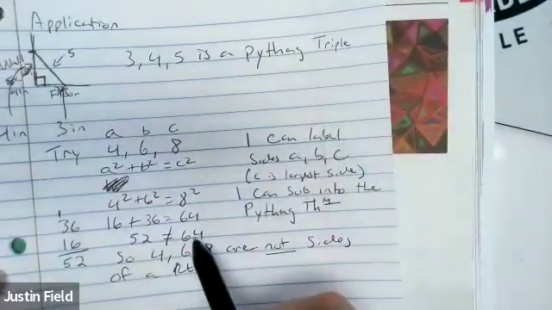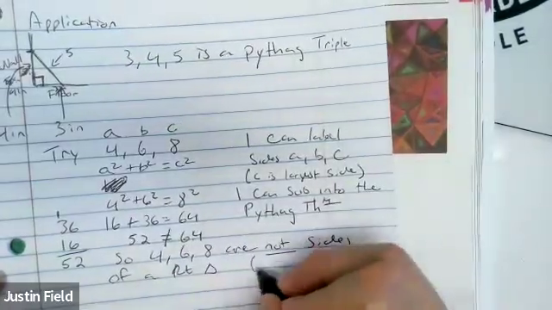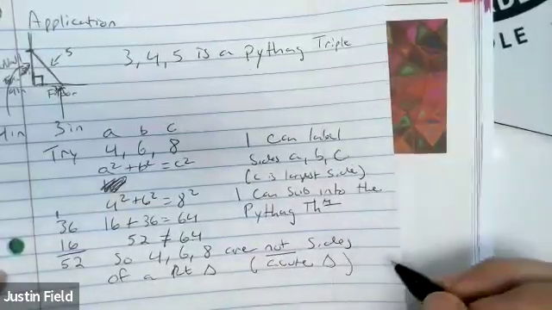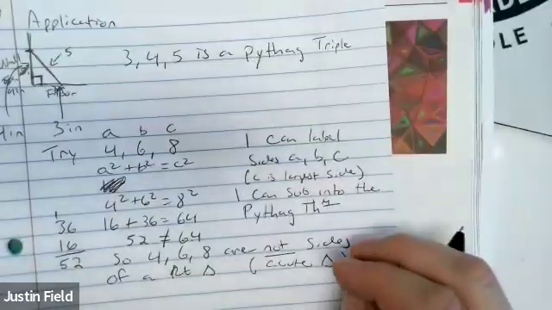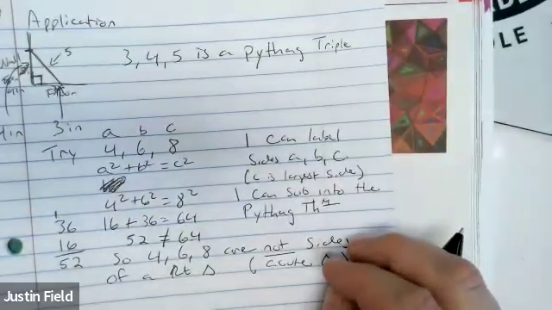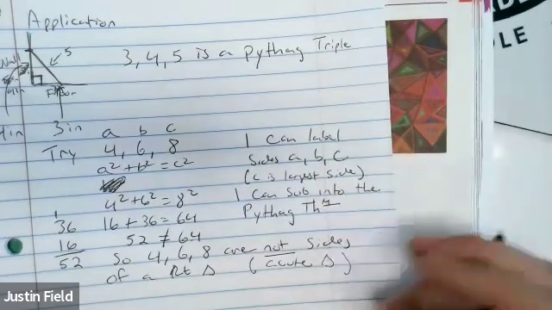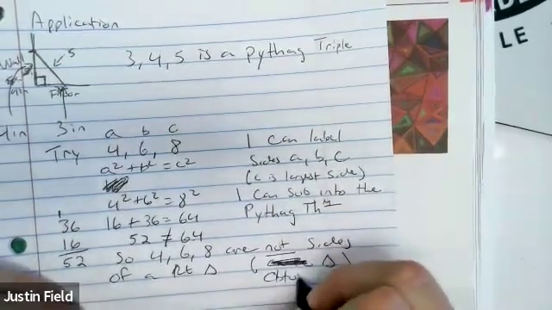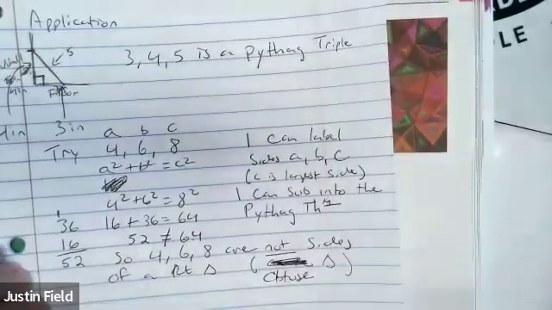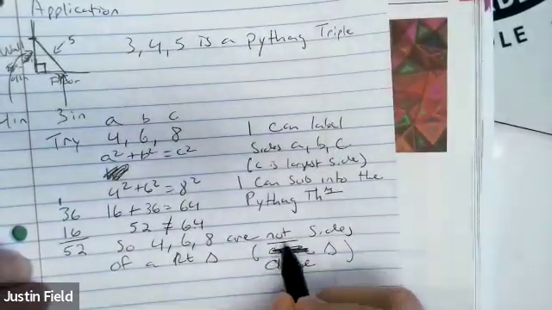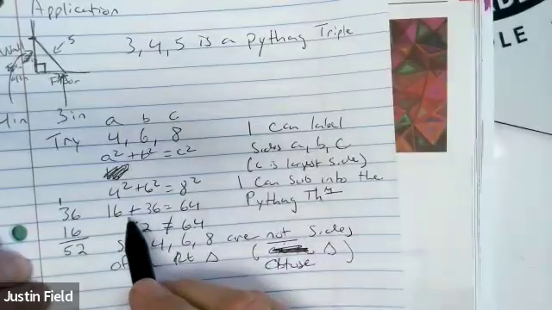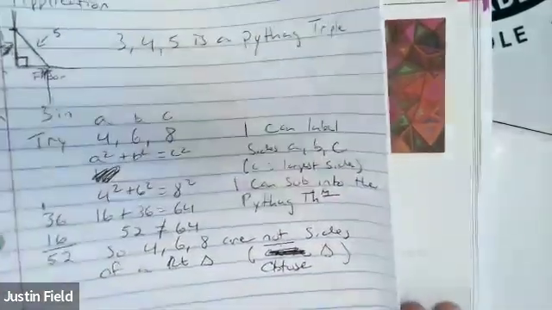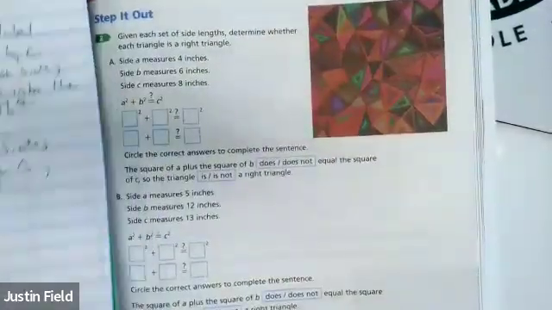Well, if c squared is bigger, just so we all know, it's an acute triangle. Remember that? Wait, is it an acute triangle? No, if c squared is bigger than them put together, it's an obtuse triangle. But all you need to know for now is that they are not a right triangle because a squared plus b squared do not equal c squared. If you got that much, you're good to go.